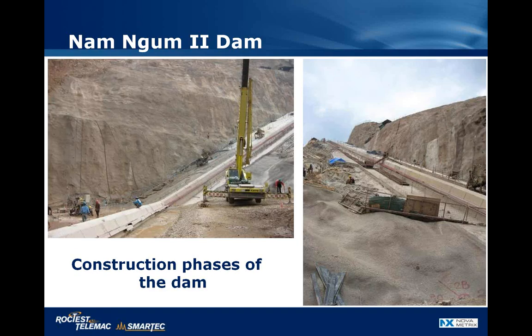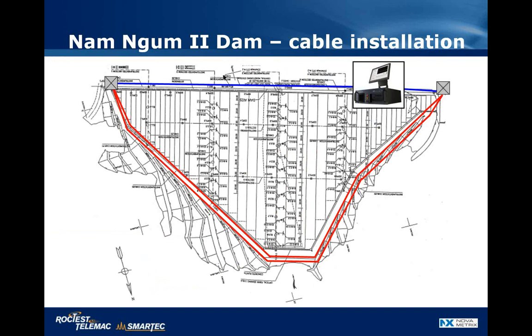Here are some pictures of the dam taken during the construction phases. A total of two distributed temperature cables were installed on the concrete plinth. Each cable was installed some 15 cm far one from the other in order to offer monitoring redundancy. A dedicated room was built on the crest of the dam with the aim to locate the monitoring instrumentation.